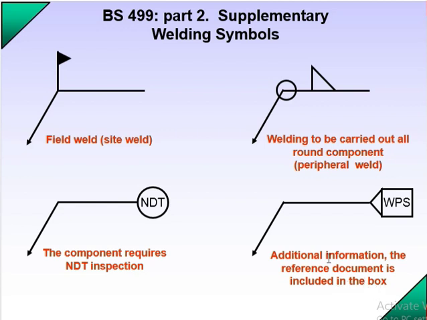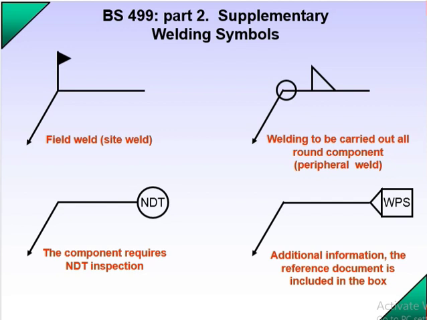So this information, if the drawing mentions it, if anywhere in the joint this WPS is mentioned, you have to follow that WPS for that particular joint. So this is called the supplementary welding symbol. So this part is finished now.